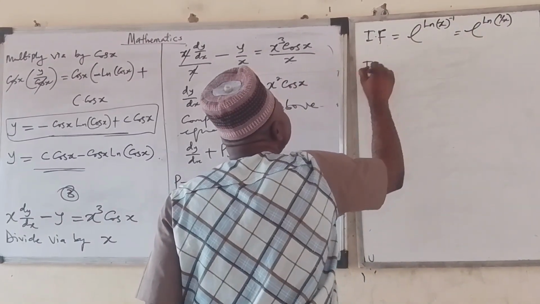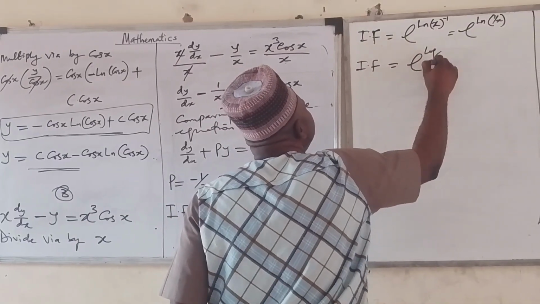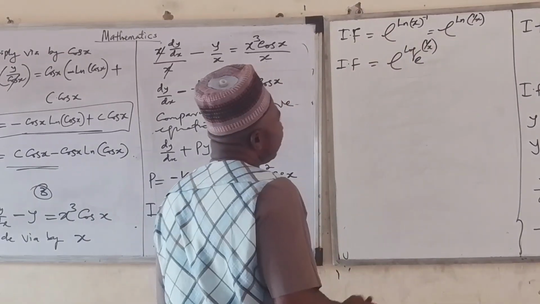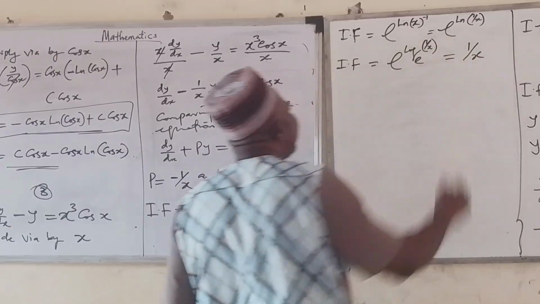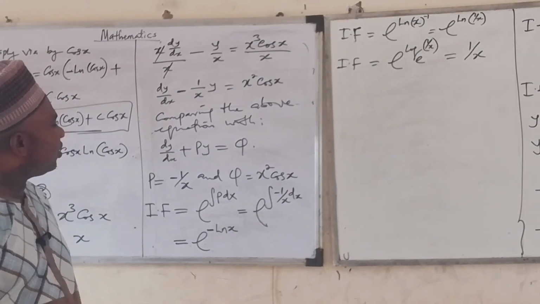This is the same as saying e raised to the power of ln 1 all over x. So the integrating factor will be equal to e raised to the power of log to base e of 1 all over x, which will give us 1 all over x. So the integrating factor is 1 all over x.